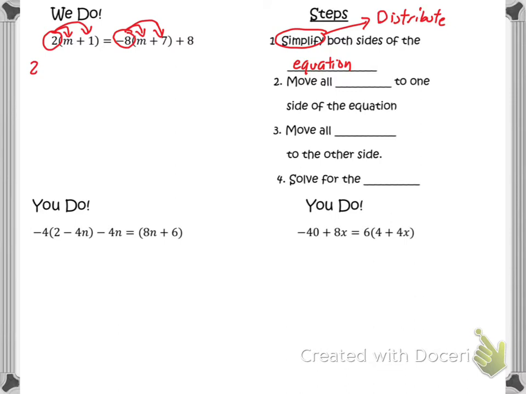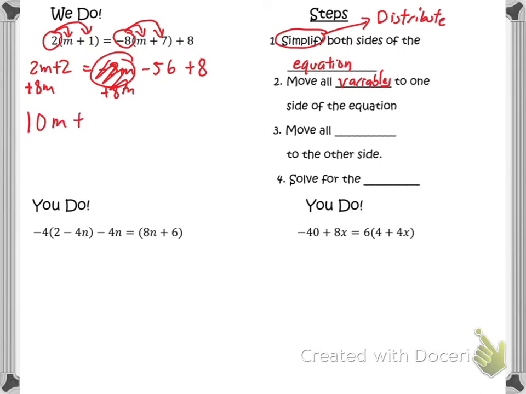Now you should get 2m plus 2 is equal to negative 8m minus 56 plus 8. All right, step 2, move all variables to one side of the equation. Let's move this negative 8 to the other side by doing inverse operation. So let's add 8. Add 8. This is going to cancel. I have 10m plus 2 is equal to negative 56 plus 8.